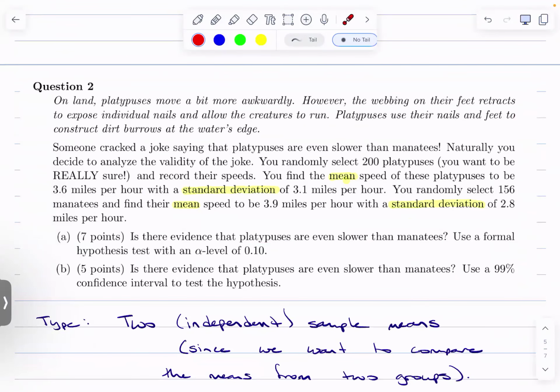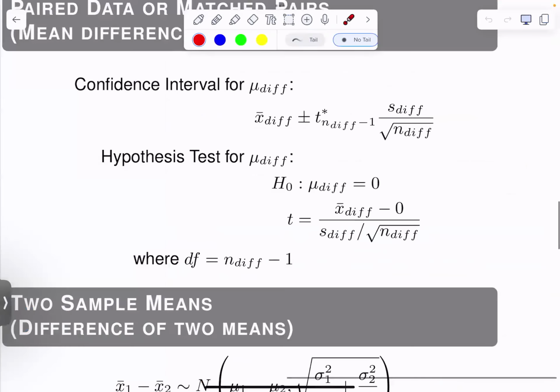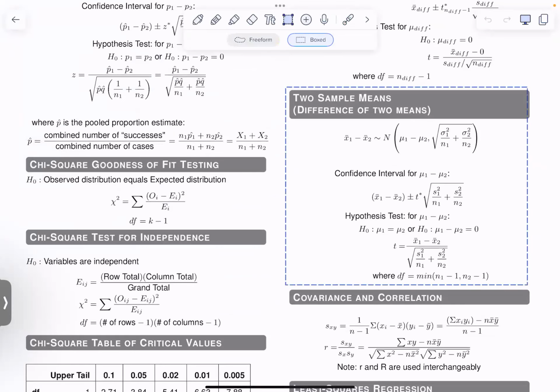What am I doing for time? Okay. The next one, where we want to compare the platypus speeds to the manatee speeds. And we decided that, of course, it's 2 sample means. So I'm going to snag that part of the formula sheet. And that way we'll just focus here.